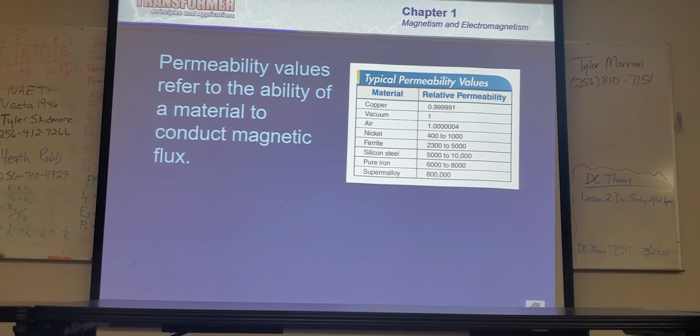Permeability is the measure of the ability of a material to conduct magnetic flux. The symbol for permeability is the Greek letter mu, which is the micro symbol. Most often permeability is given as relative permeability, compared to the ability of a standard material, usually vacuum or air, to conduct the magnetic flux.